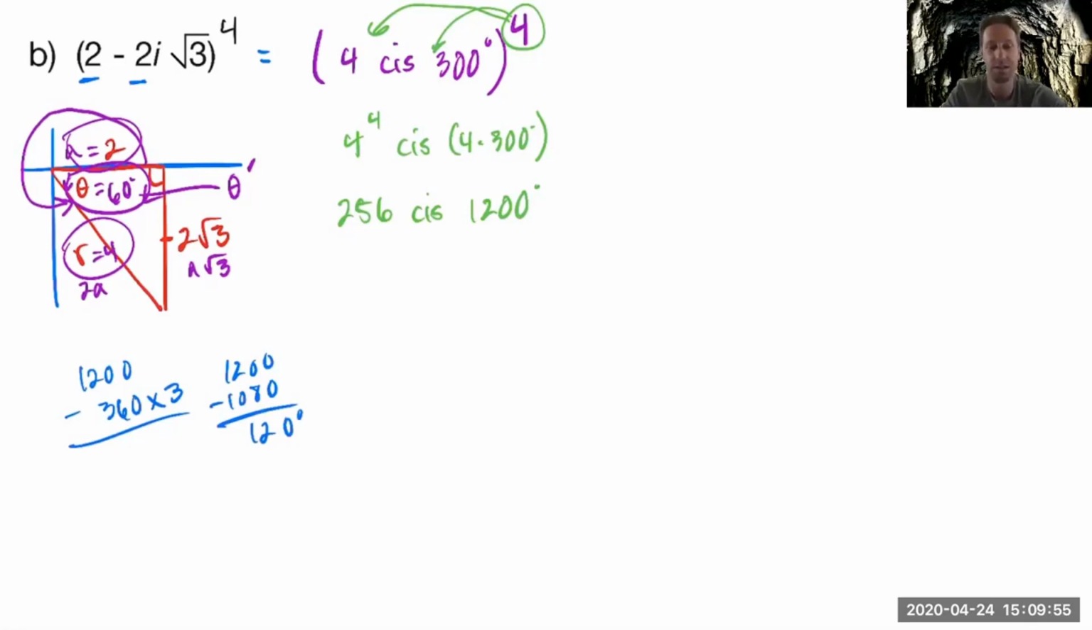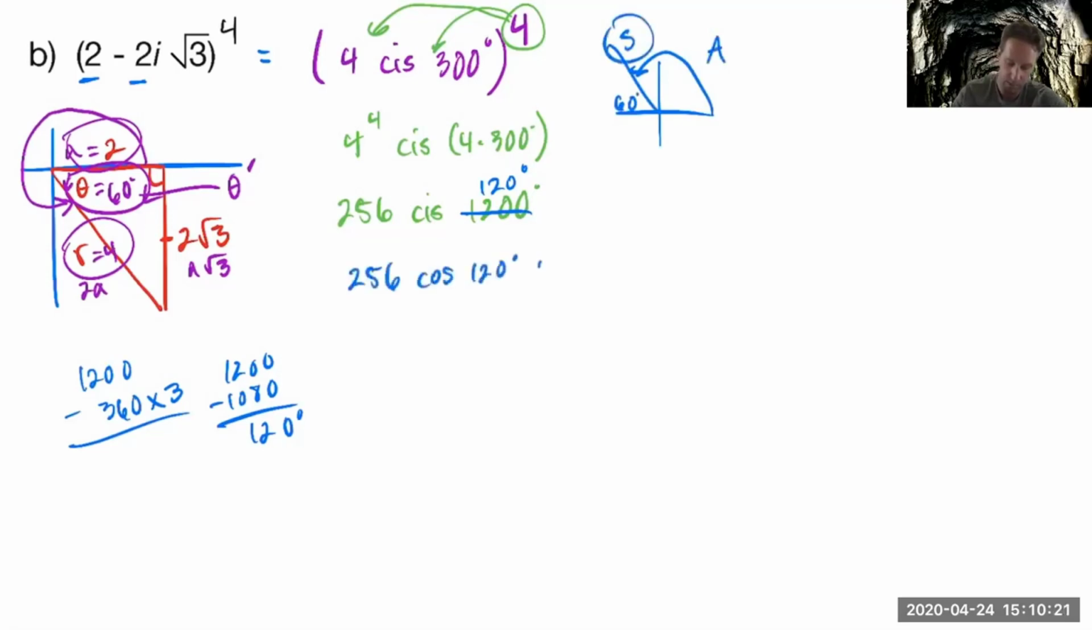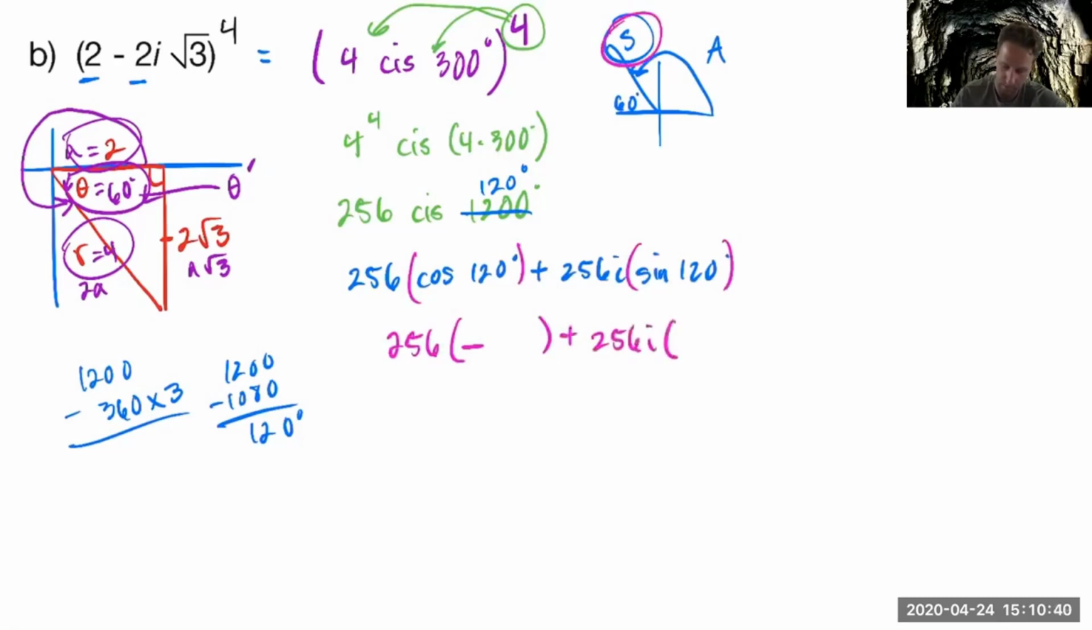So that 1200 degrees is equivalent to simply going around 120 degrees, which would put me in quadrant 2 with a 60 degree reference angle. And so I know the expansion of this, 256 cosine of that 120 degrees plus 256i sine of 120 degrees. When I evaluate, I'll get negative something for cosine and positive something for sine. And because I know that that is a 60 degree reference angle, I then know those would give a value of 1/2 there. So I'll throw that over 1 when I'm multiplying, and root 3 over 2 there. Again, keeping my numerators and denominators separate.